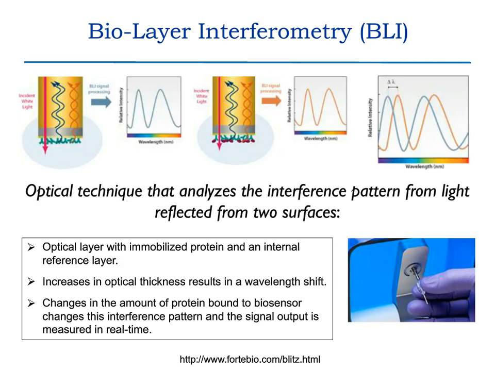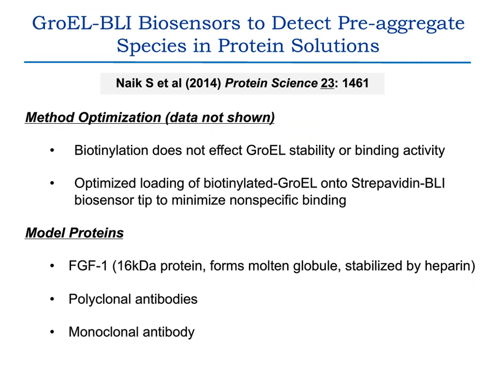In this case, we use BLI, or biolayer interferometry. Again, I don't have time in today's talk to go through the details of this, but suffice it to say it's an optical technique that analyzes interference patterns from light reflected from two surfaces, and that pattern changes as the amount of protein changes on these surfaces. So we take GroEL, and we make a biosensor by linking it to this BLI system. And then we tested whether this could be a detection tool to look for aggregates in solution. This work was published in 2014 in Protein Science.